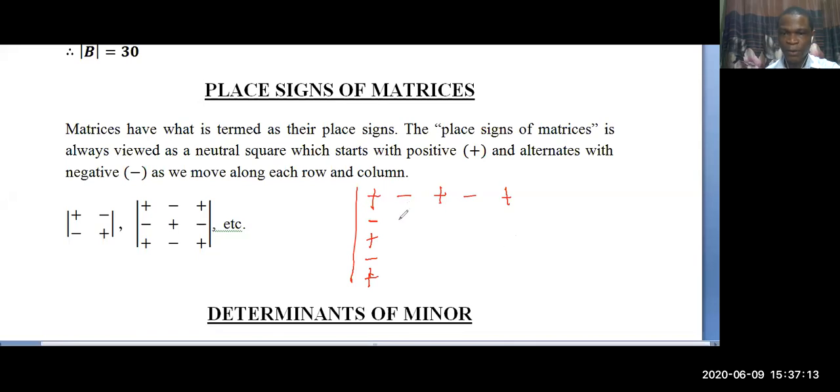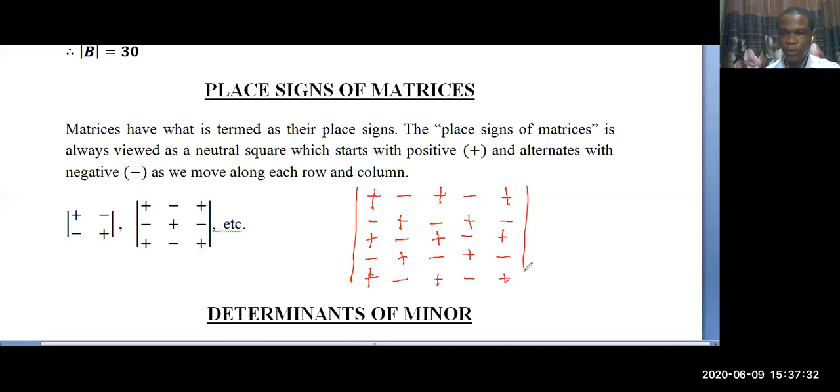Here is minus, here should be plus. Here, minus, plus, minus. Here is plus, here should be minus, plus, minus, plus. Here started with minus, then here should be plus, minus, plus, minus. Here is plus, here should be minus, plus, minus, plus.